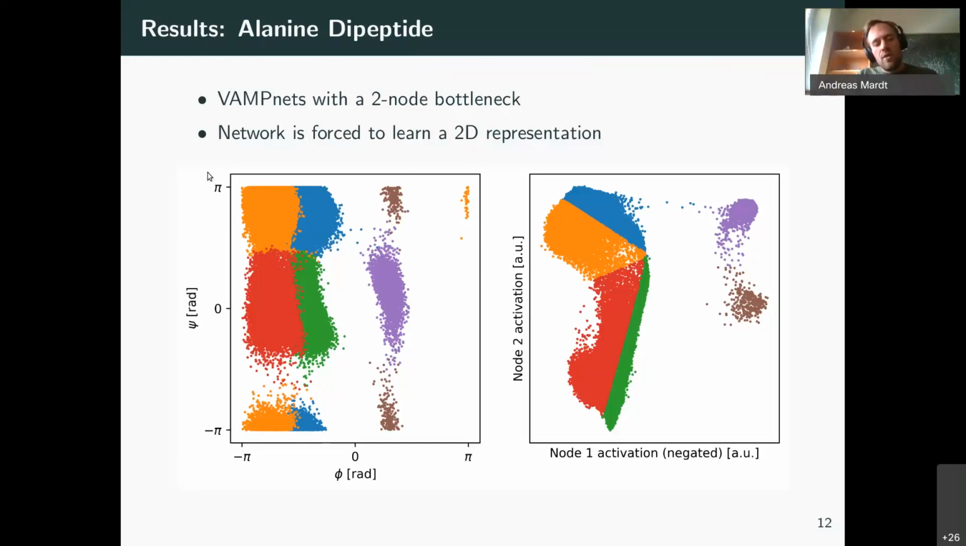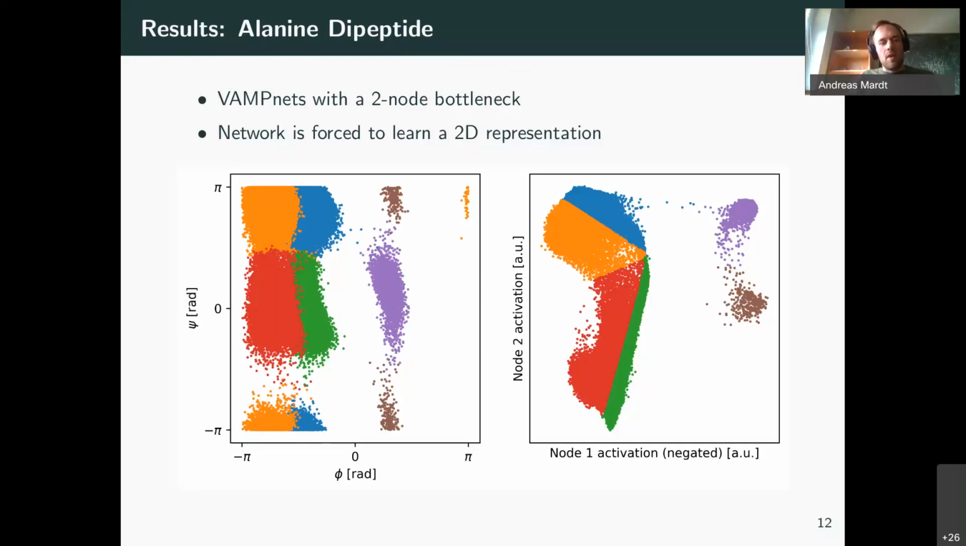On the left side, you see the classification of the neural network, how it looks from the outside, at the 6 states. And on the right side, you see how the activations of these 2 nodes in the bottleneck look. You can see that these 6 states are easily separable in this representation. And actually, if you do alanine dipeptide, you can even go to 1 node, and you are not as good in approximating all processes, but you're pretty close. So you can nearly approximate this whole thing compressed into just 1 node.